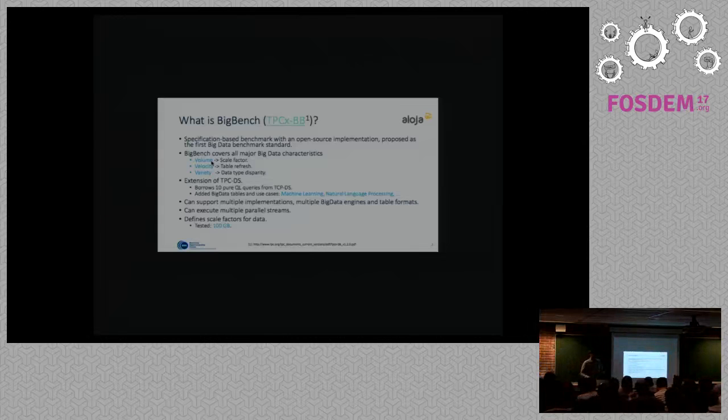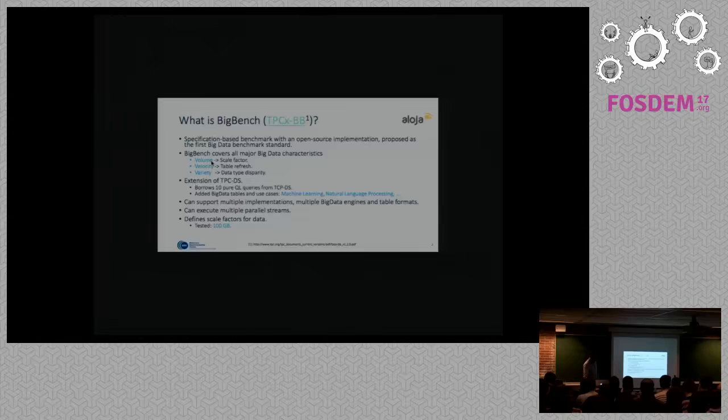Some very quick characteristics of BigBench. It's an extension of TPC-DS that adds some new SQL queries and use cases such as machine learning, natural language processing, and others. It can support multiple implementations, engines, and table formats for Hive. It can also execute multiple parallel streams at the same time in the same cluster, and it can define different scale factors. We used a scale factor of 100, which is approximately 100 gigs in table size.